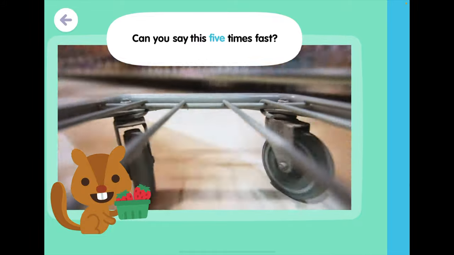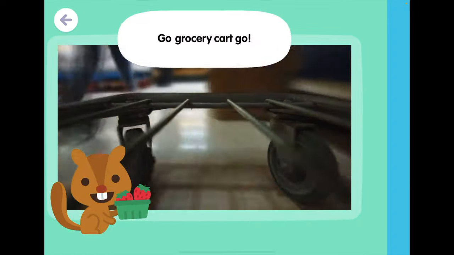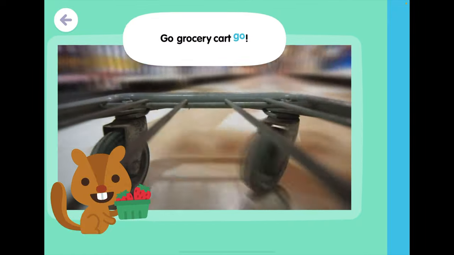Can you say this 5 times fast? Go, grocery cart, go! Go, grocery cart, go! Go, grocery cart, go!